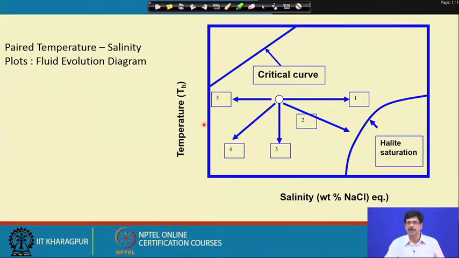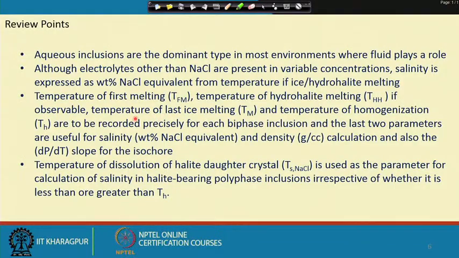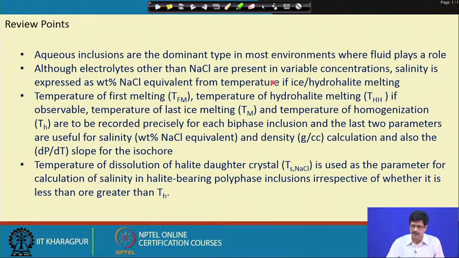But as we said before, boiling can be inferred with accompanying evidence of coexistence of coeval pure aqueous biphase inclusions with liquid rich and vapor rich, and those two inclusions would be homogenizing at the same temperature. So, here are some review points: aqueous inclusions are the dominant type in most environments where fluid plays a role. Although electrolytes other than NaCl are present in variable concentration, salinity is always expressed as NaCl weight percent equivalent.